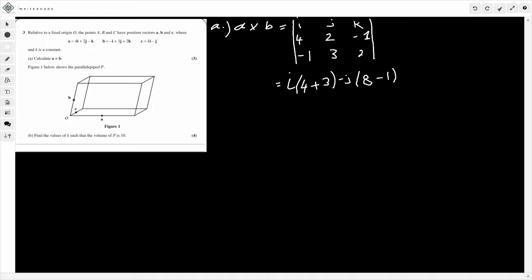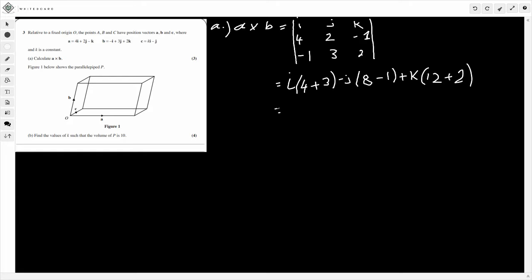And then finally, let's do the k. So I'd cross this row, this column. So I'm going to have plus k, and it's going to be 4 times 3 is 12, minus 2 times minus 1, so I'm going to plus 2. That's going to be 14.